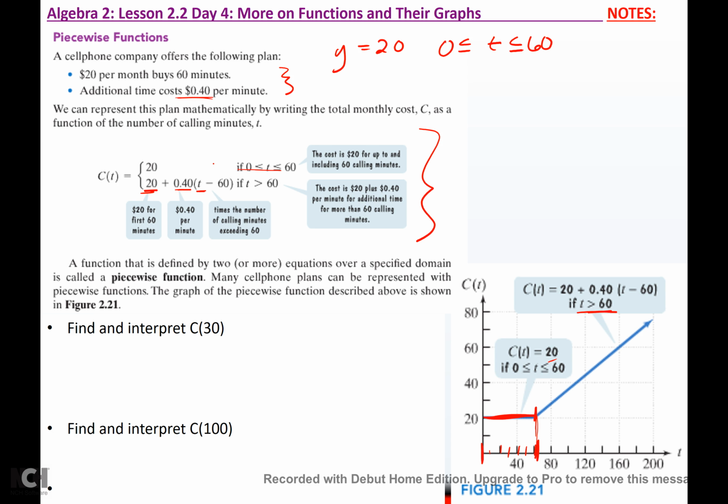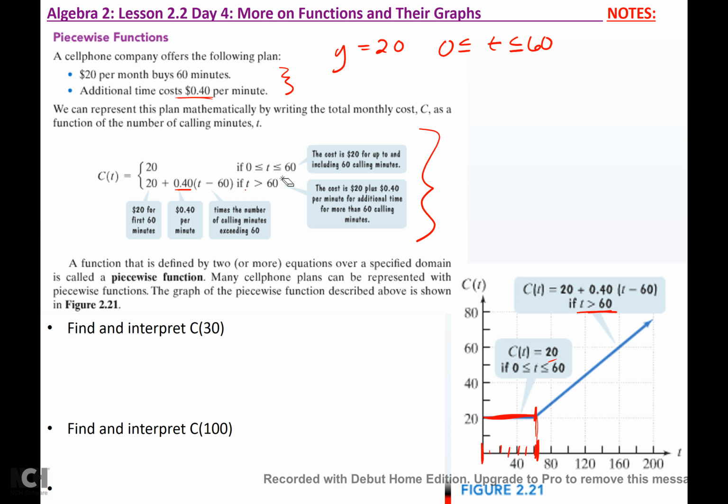Let's say you had 80 minutes. You wouldn't get charged 40 cents for 80 minutes because the first 60 are free. So you'd have to take the 80 minus 60. You'd only be paying 40 cents for the extra 20 minutes. So that's why they get this t minus 60. And then your restriction is if your time is over 60 minutes. So it's really not hard to set up. It's 20 bucks as long as your time stays under 60. It's 40 cents per minute over 60 if you go over 60 minutes.